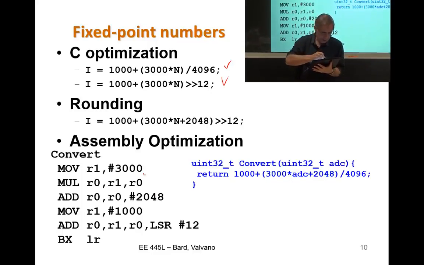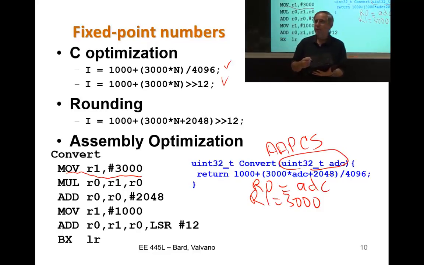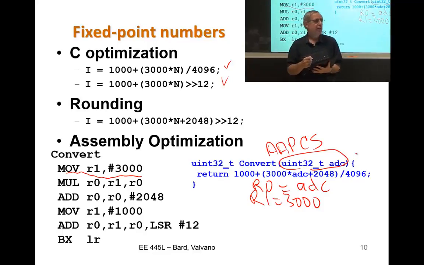But the other fun part: this instruction is really clear. What does move R1, 3000 do? Come on. R1 equals 3000. That's not too hard. This is ARM architecture procedure call standard. So where's the first parameter? In R0. So R0 is the ADC value. Do you like my label? Remember I gave you a variable parameter name last time, which was really crappy. Do you like this one better? I do.